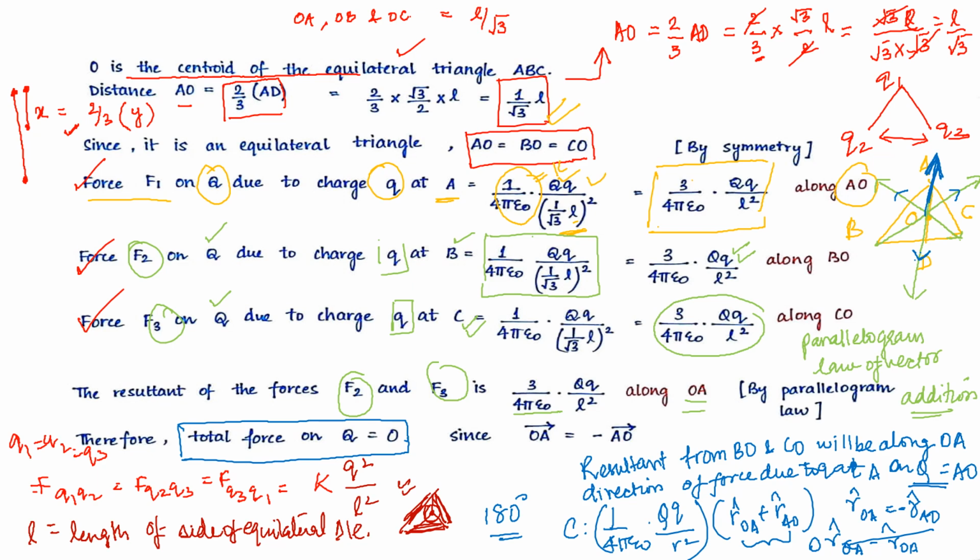So the force on capital Q, which is placed on the centroid due to the small q's placed on the vertices of an equilateral triangle, comes out to be 0. Why? Because we found the resultant of BO and CO, which is from O to A, and the force on capital Q from the small q placed at vertex A is from A to O, which is in the opposite direction, and when we summed up the two forces in opposite directions, they cancelled each other out, and hence the force is 0. I hope you have got a clear idea how we solve this question.